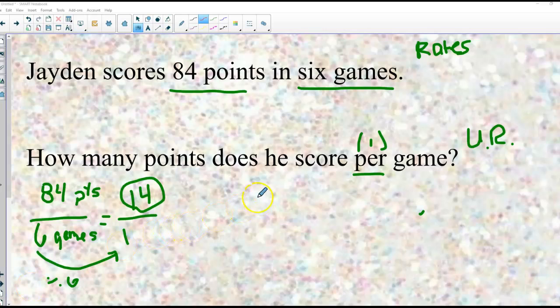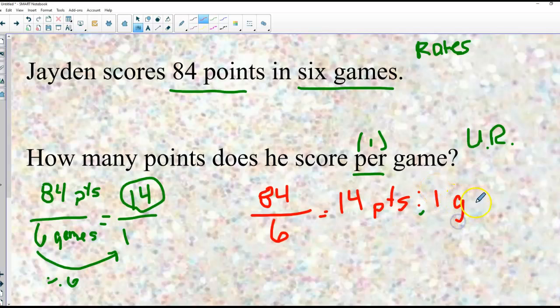And don't forget, we also have the option of just using division. We don't have to set it up like this. We can just say, hey, there was 84 points in 6 games. And if I divide 84 by 6, I get an answer of 14. So I know that he scored 14 points, right, per 1 game, or to 1 game. Whichever way you like to write it, fraction, the word to, or the colon. Either method is fine, but we're trying to figure out what he scored for 1 game.